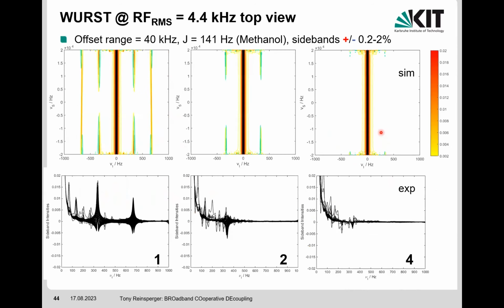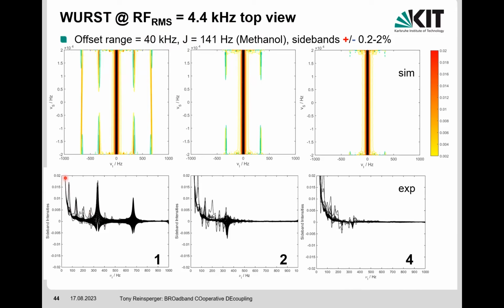So how does this look when you do simulations and experiments? This is Wurst decoupling at 4.4 kilohertz, and this is the whole offset range of 40 kilohertz. You see over the whole bandwidth you have very nice decoupling. This black signal here shows the decoupled main signal, and we assume 141 hertz J coupling. And then you see here the sidebands. They are on the order of up to 2%.